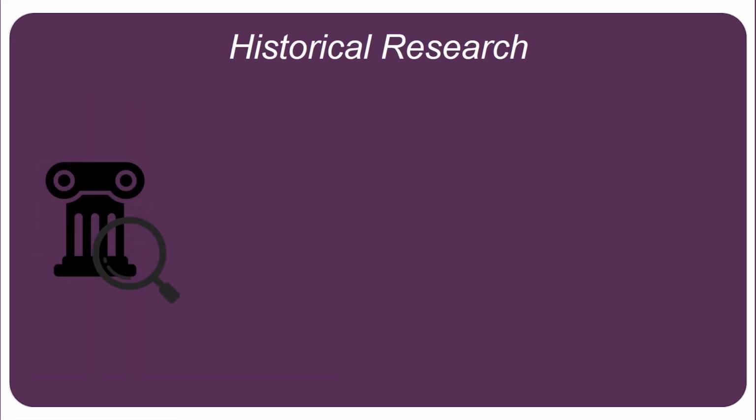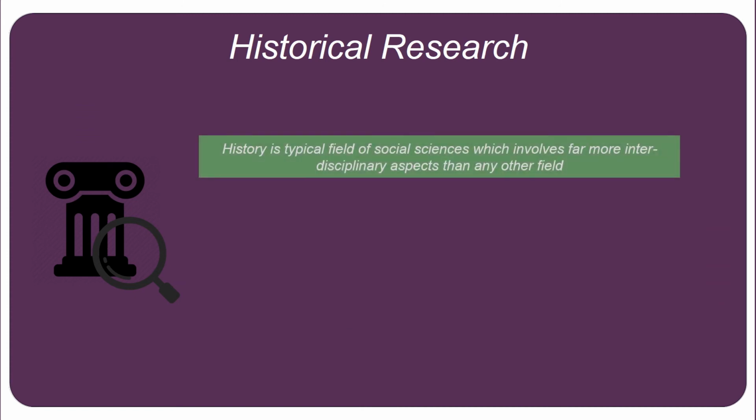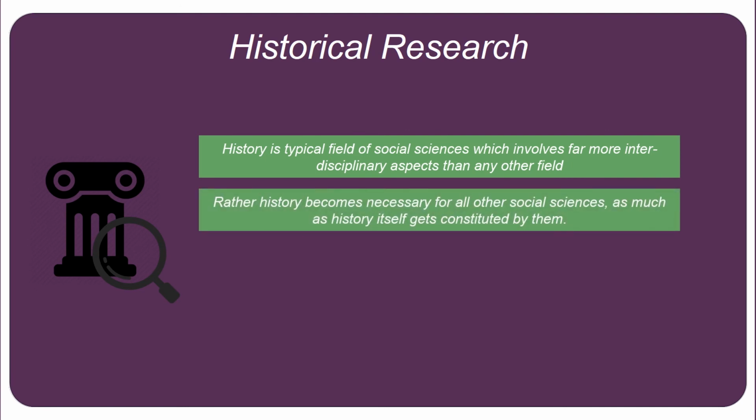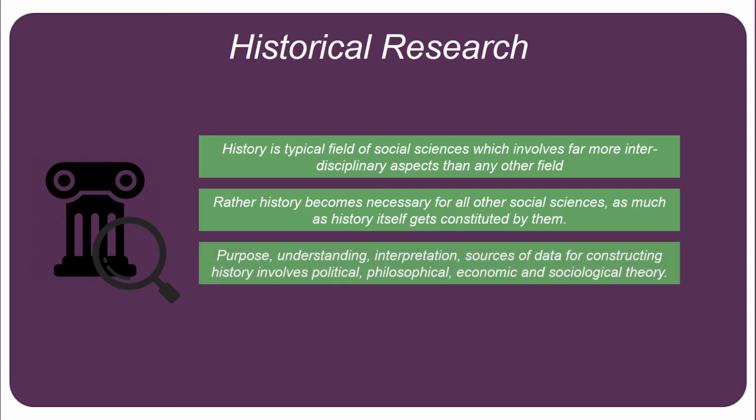Let's come to the subject of history. History is a typical field of social sciences which involves far more interdisciplinary aspects than any other field. Rather, history becomes necessary for all other social sciences as much as history itself gets constituted by them. Purpose, understanding, interpretation, and sources of data for constructing history involve political, philosophical, economic and sociological theory.